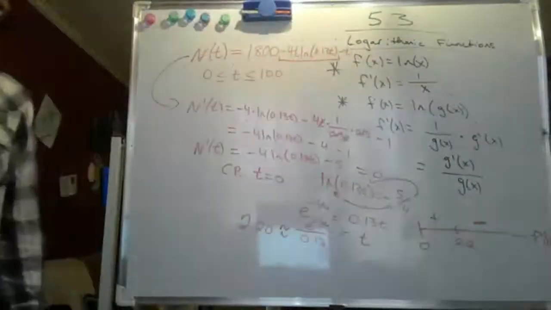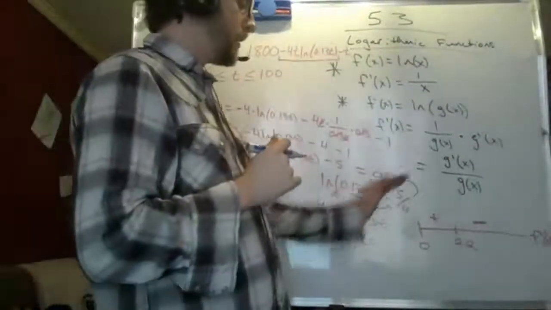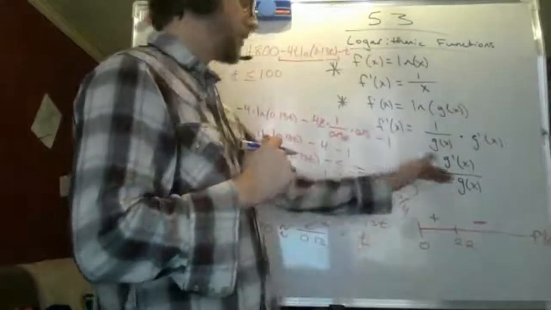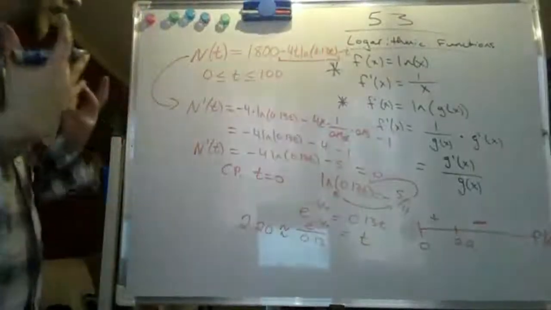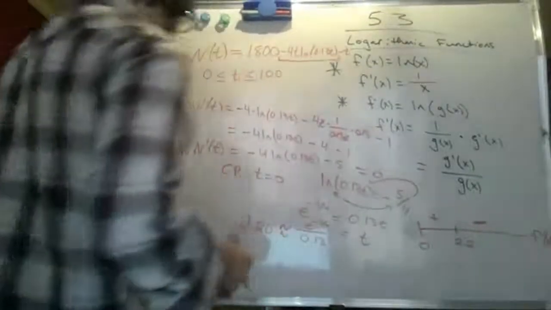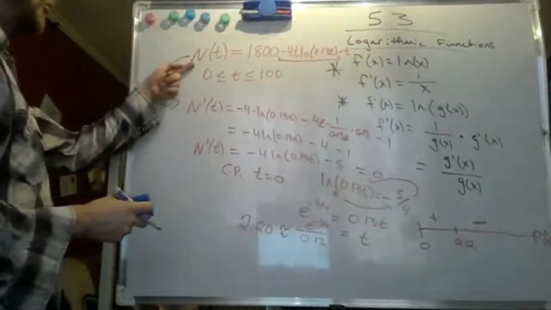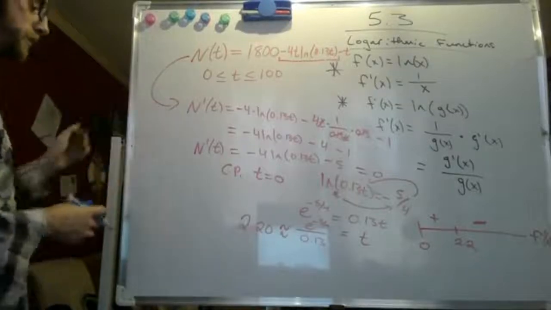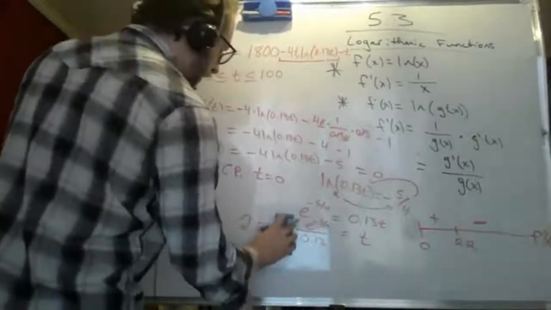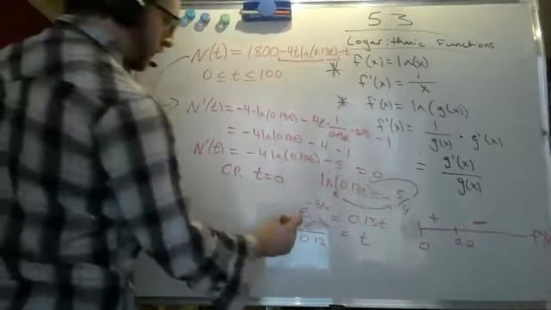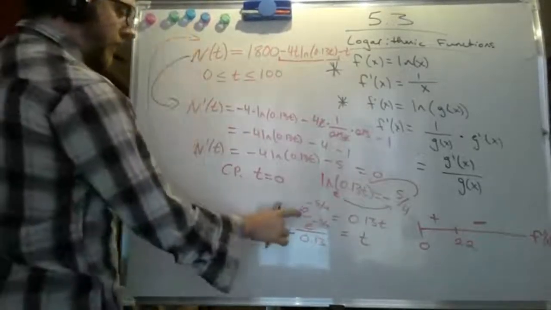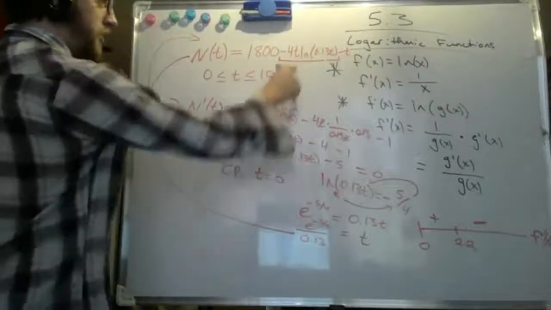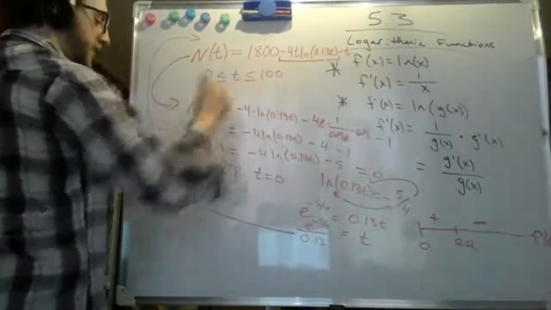Now this is great news. This means 2.2 is a local max because it increases and then decreases. So 2.2 is our local max, and now to get our final answer, all we have to do is go back up to our original function and plug it in. And when you do this step, you want to make sure that you use this number you have with e in it, because this is going to give you the most accuracy for finding the number of aphids.